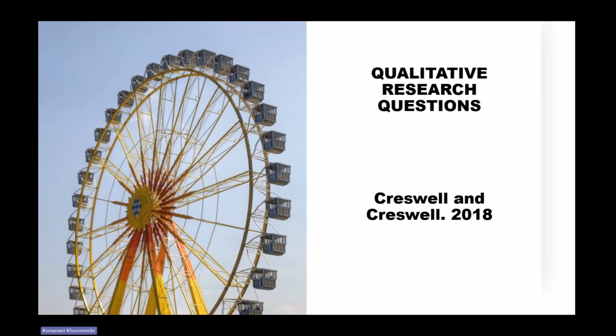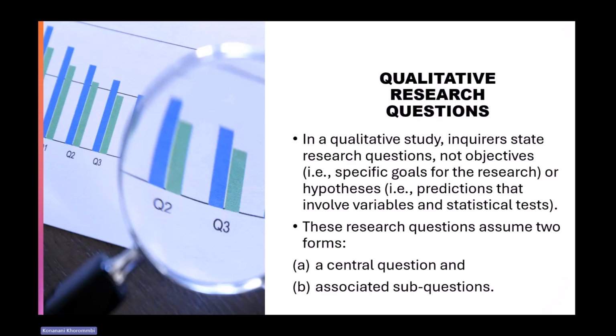And the first one that we're going to focus on today are the research questions, and the qualitative ones in particular. In a qualitative study, inquirers state research questions, not objectives, not specific goals for the research, or hypotheses, which are predictions that involve variables and statistical tests. These research questions assume two forms. There is a central question, and we've already said that, and this is what I presented last week. Even the associated sub-questions I might have presented last week.